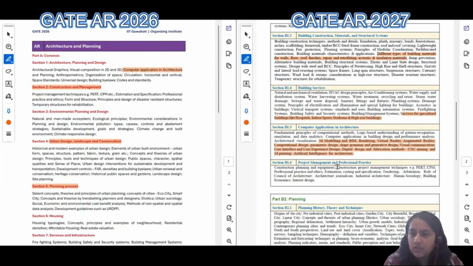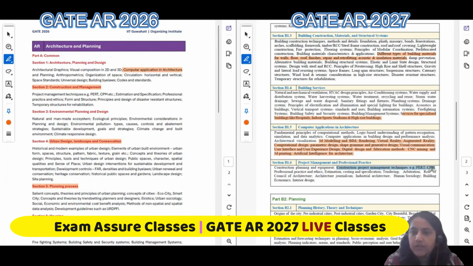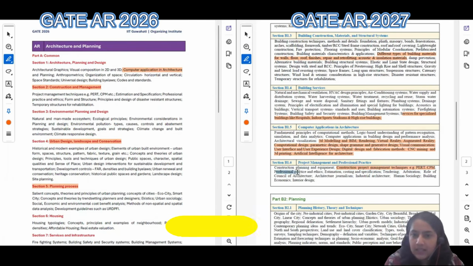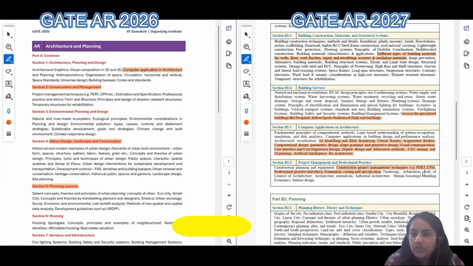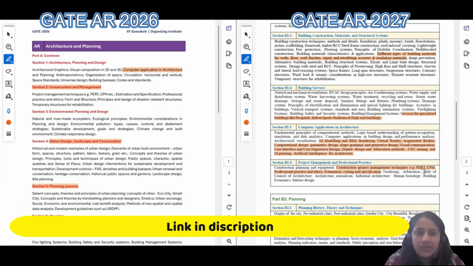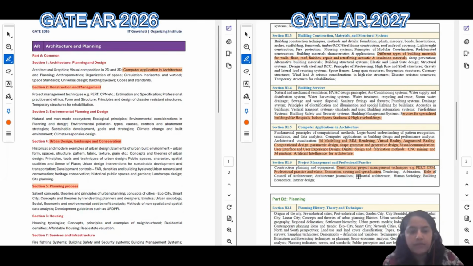So here as well, you'll see construction project management techniques, CPM, PERT, right? Professional practice and ethics, estimation, costing, tendering. Along with that, in terms of professional practice, again, they've clearly specified the role of Council of Architecture, then upcoming other fields related to architecture, like architecture journalism, industrial architecture, plus human sociology, building economics, and interior design. These are a few additions, new upcoming trends that have been added.